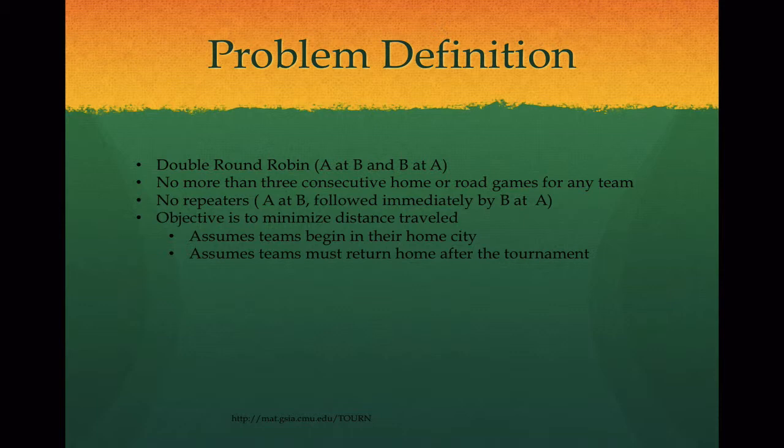There are two additional constraints, and they are that two teams may not play each other in consecutive weeks, and that a team may at most play 3 consecutive home or away games.